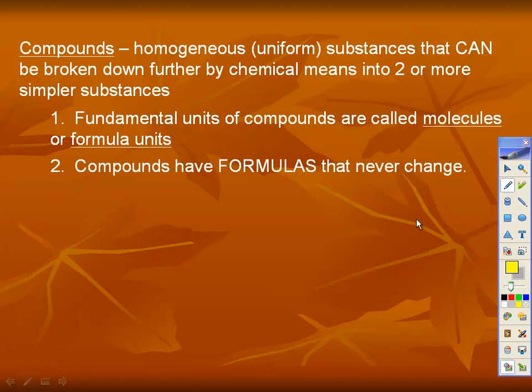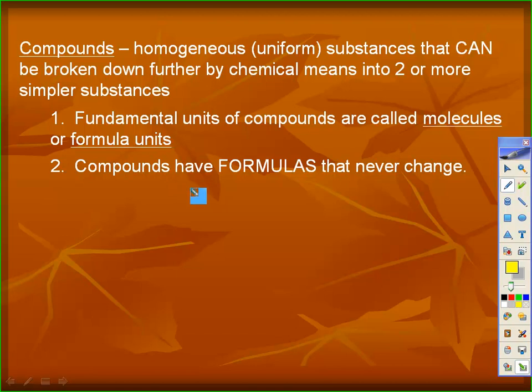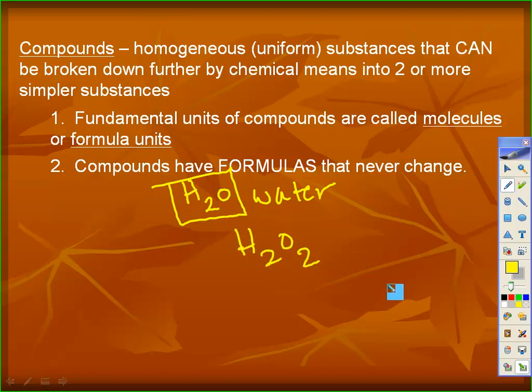Compounds have formulas that never change. So if you were to write the formula for the compound water, that formula would be H2O. That formula never changes. That is the formula for water. If you were to change this formula, let's say it became H2O2, that's not water anymore. This is another compound. This is called hydrogen peroxide.